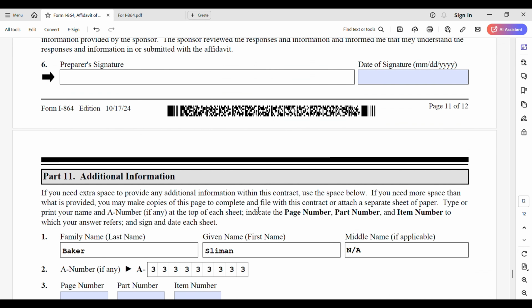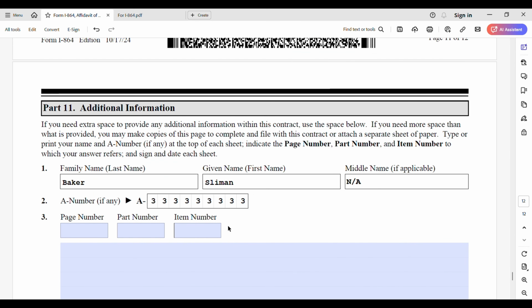For the additional page, make sure you have your A-number right here and you have your family name and given name. But what happens sometimes is that Adobe does not transfer this information to Part 11, which is additional information.